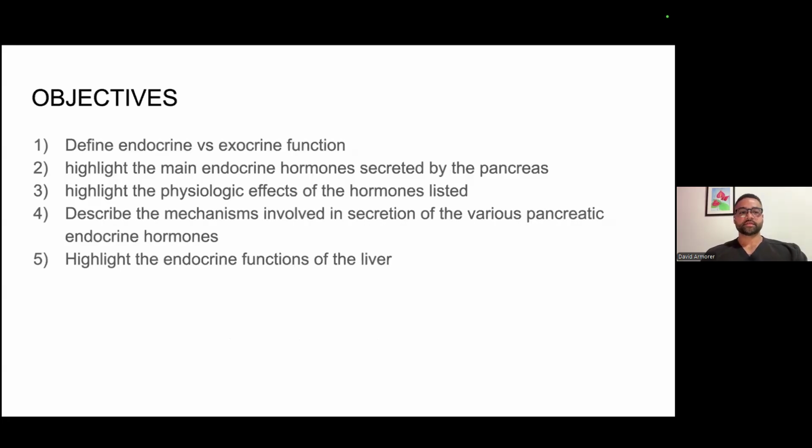So, the objectives for tonight's presentation will be to define the endocrine versus exocrine function and to highlight the differences between both of them. To highlight the main endocrine hormones secreted by the pancreas and the cells which secrete each hormone, to highlight briefly the physiologic effects of each of the hormones listed, and as well to describe the mechanisms involved in secretion of the various pancreatic and endocrine hormones, and to highlight the endocrine functions of the liver.